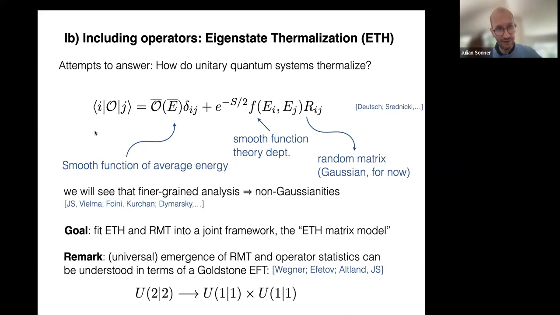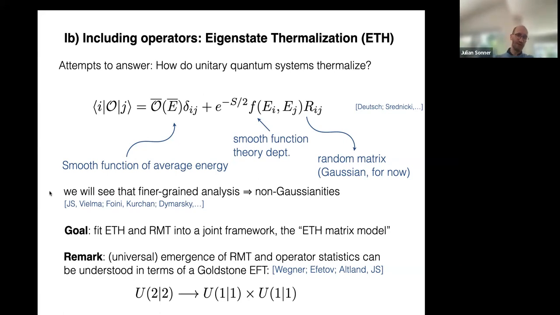Now, the success of this kind of ansatz, at this point it's an ansatz, is that it implies the thermalization at long timescales of non-extensive operators. Okay, and again, I say that this works if Rij is a random matrix, and typically people take it to have a Gaussian distribution, which we will revisit. Okay, so this fact that this Gaussianity has to be revisited was also pointed out by other authors, and I'm naming some of them here.